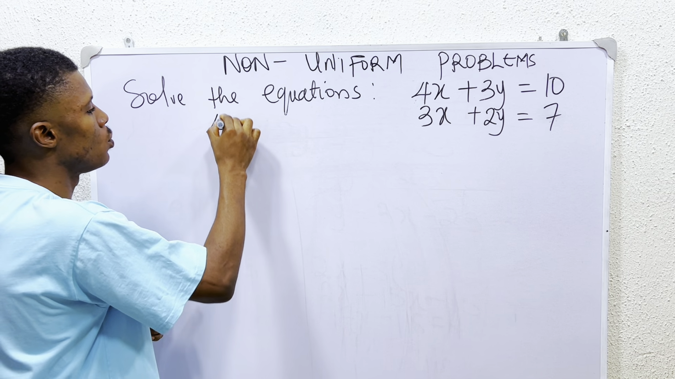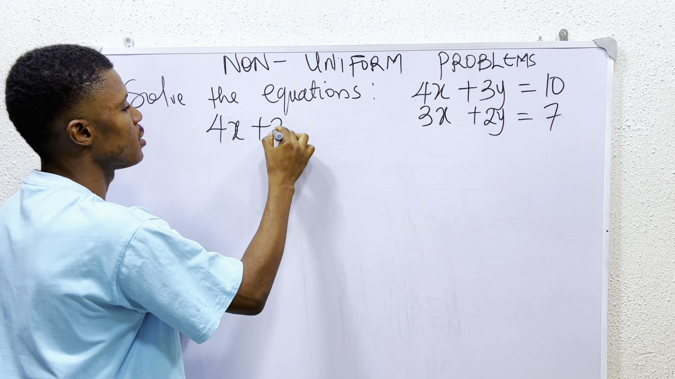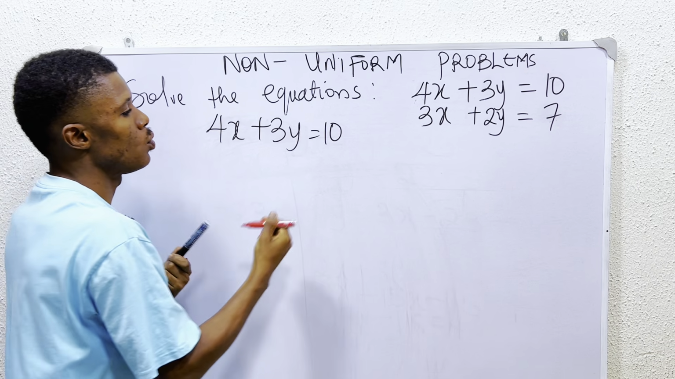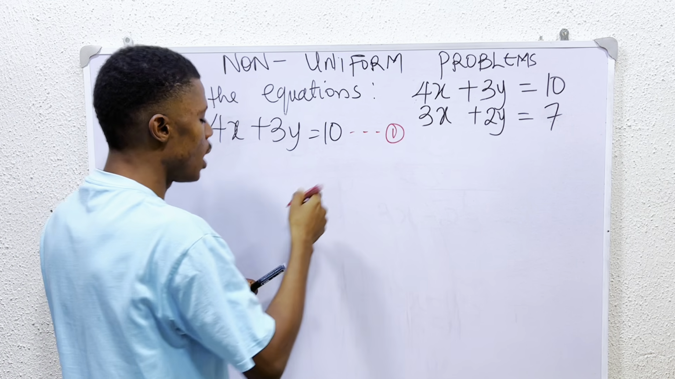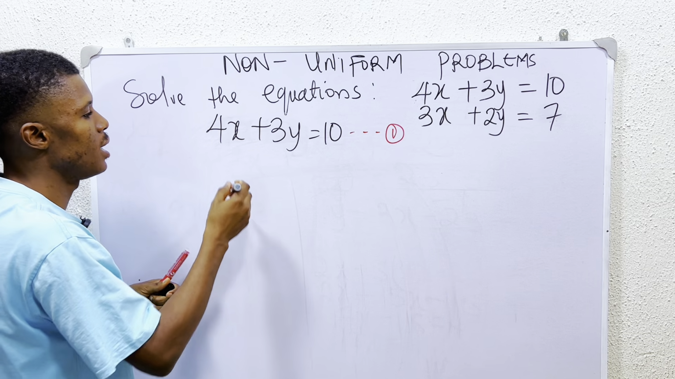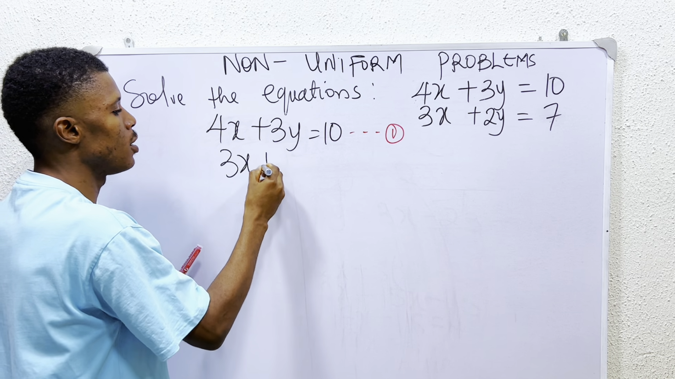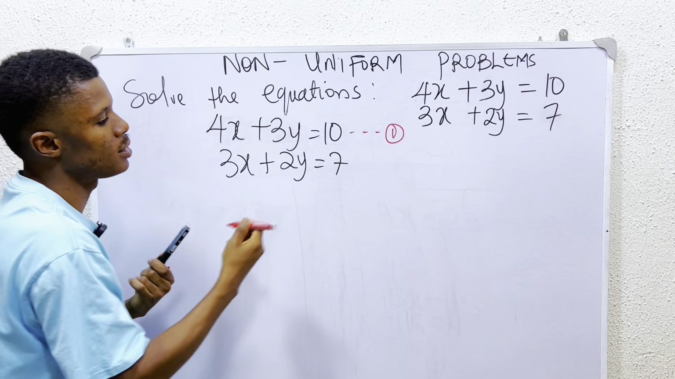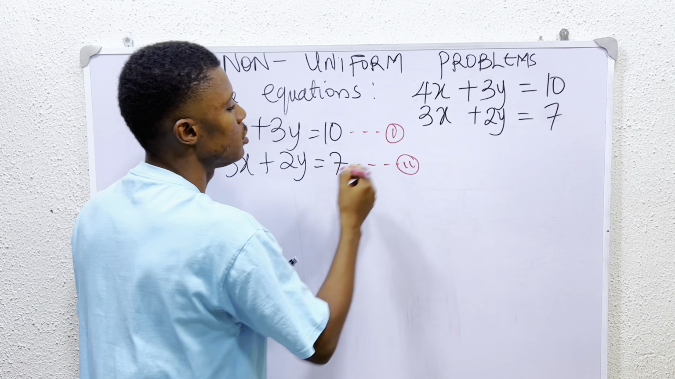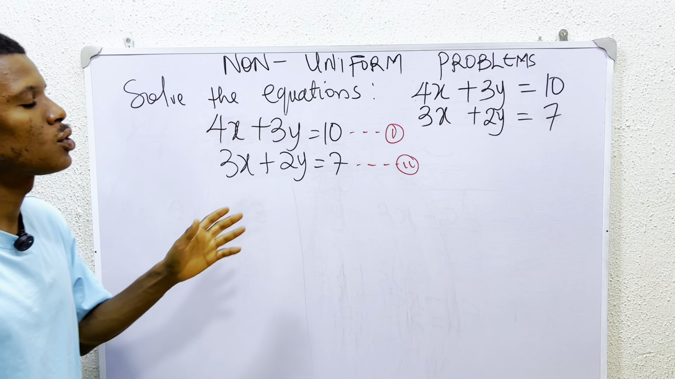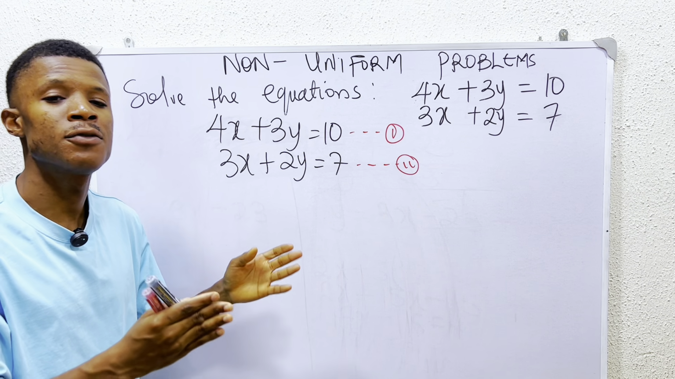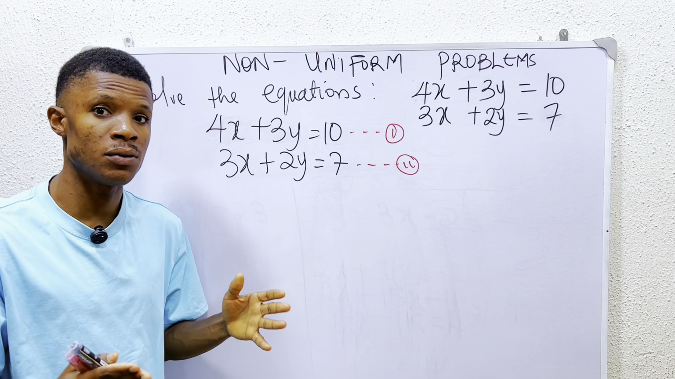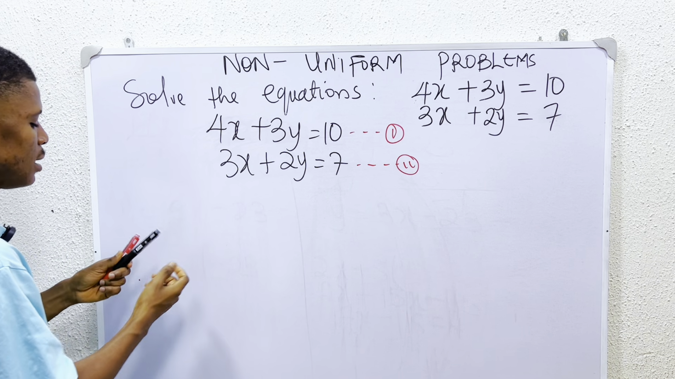We label the equations. So we say that 4x plus 3y is equal to 10 should be our first equation. We label it equation 1. And we say that 3x plus 2y is equal to 7 should be our second equation. We label it equation 2. To solve by the substitution method, we have to make any of the variables from any equation the subject of the formula. So let's use equation 1.